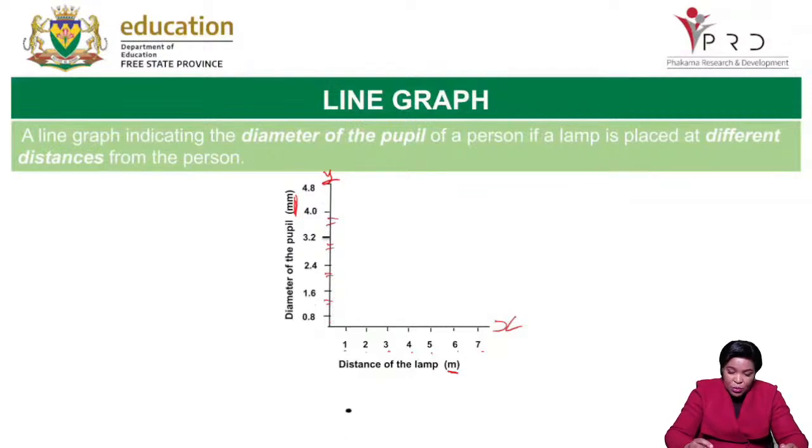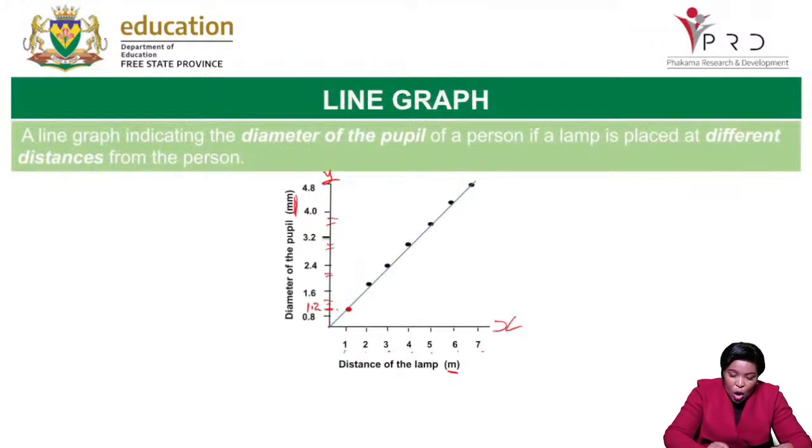And then you are going to plot now. When the lamp was at 1 meter away, the diameter of the pupil was 1.2. It is 1.2 here. You see? So you have your 1.2 where the lines are intersecting. Then you plot all your points according to the table. Then you join them together with a ruler. So that is your line graph.